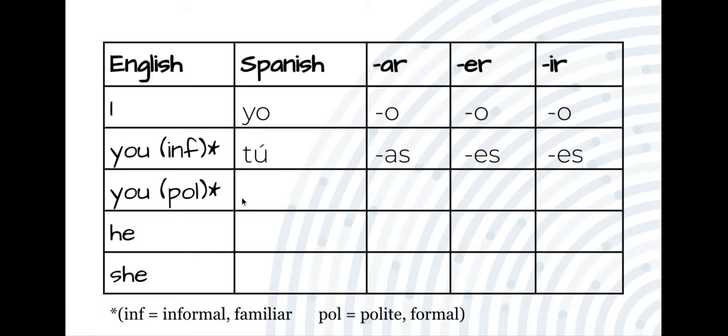The more formal version is usted. Now, most of the time, you're going to see usted abbreviated like this. This still means you. It's just being polite. And here are the endings. A.